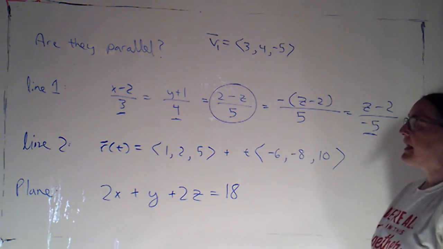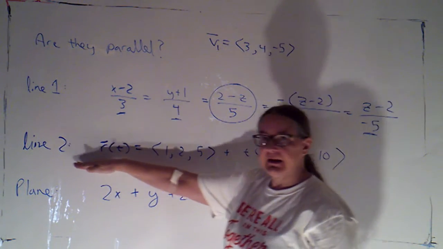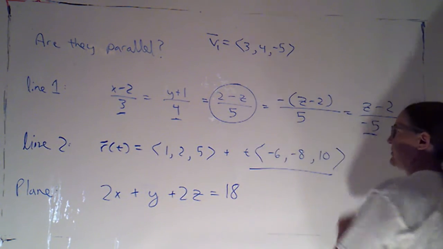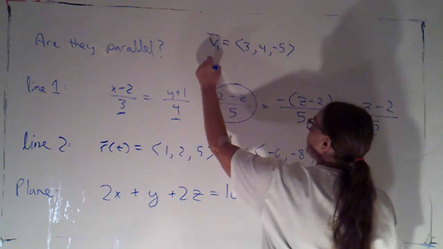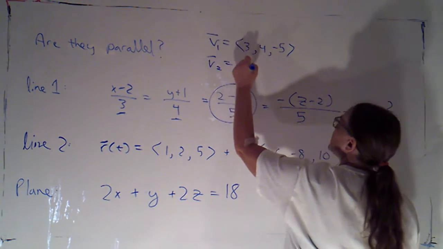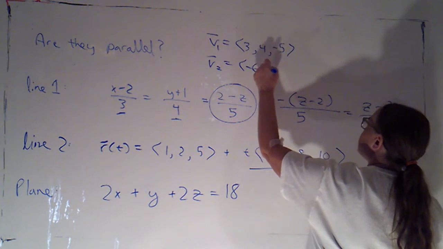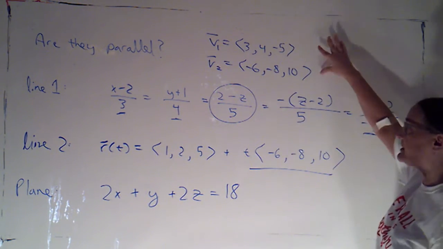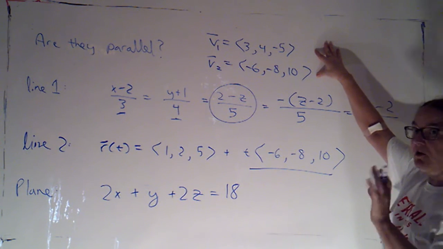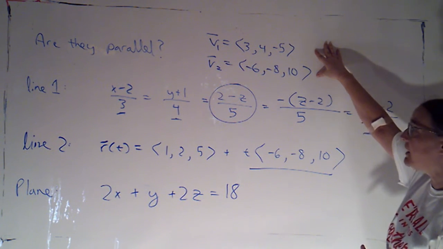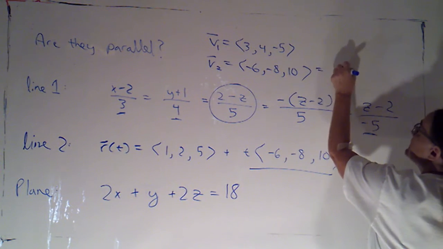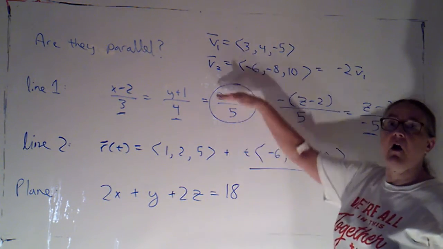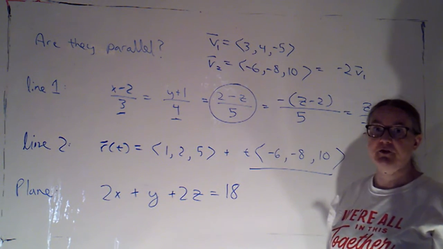Now, line 2 was given in vector form, starting point plus t times direction vector. So I've got my direction vector right there. It's a little easier to spot that one. So that's negative 6, negative 8, 10. Now, if you just check if they're the same, you would say no. But what I'm looking for is, are these direction vectors parallel? And notice this is just negative 2 copies of v1. So the two lines are therefore parallel to each other.